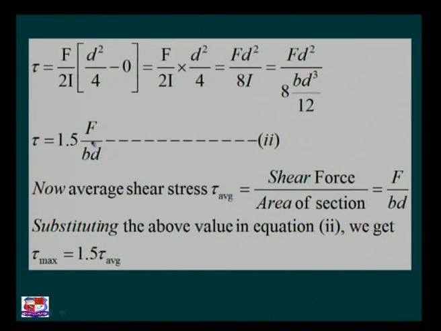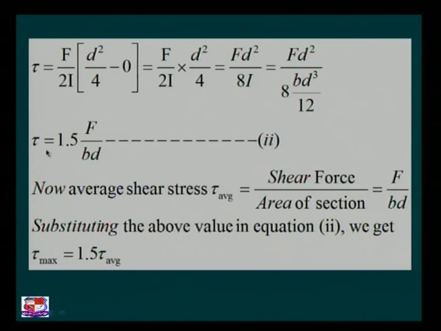F is the shear force acting at a section. bd is nothing but the cross sectional area of the section. So the whole term F by bd is referred to as average shear stress, tau average. So tau average is nothing but shear force divided by area of section, that is F by bd.